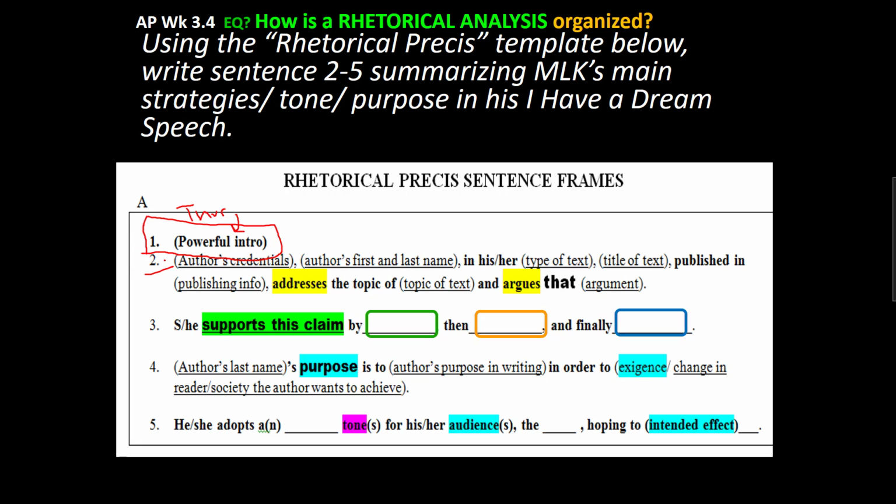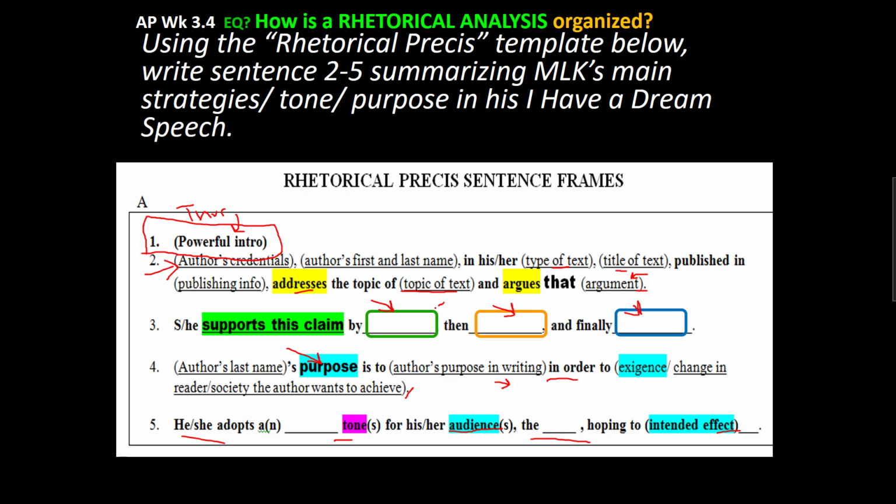So they filled in all this information regarding Martin Luther King's credentials. Dr. Martin Luther King, in his I Have a Dream speech on a specific date, addresses the topic of inequality, arguing that African Americans in the South were still being discriminated against. Quick little summary of the argument. So this is called a rhetorical précis.